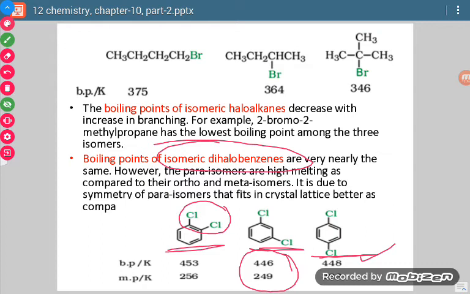Okay, so because of ortho effect, ortho product is having higher value of boiling point, and in case of para, it is having higher value than meta. The reason is symmetry. Para is more symmetrical as compared to meta, so it is having higher value of boiling point as compared to meta product.